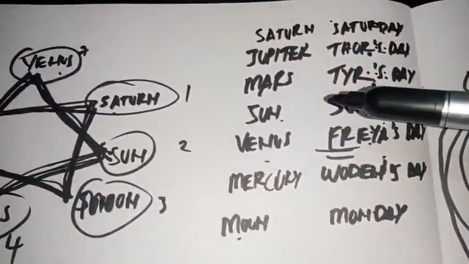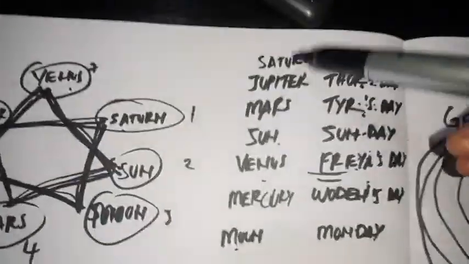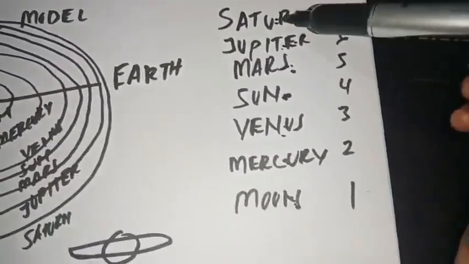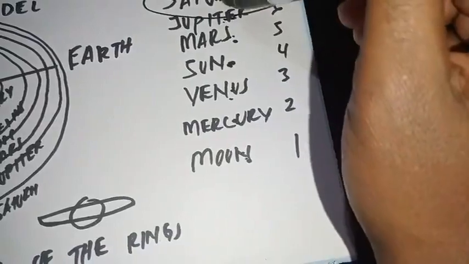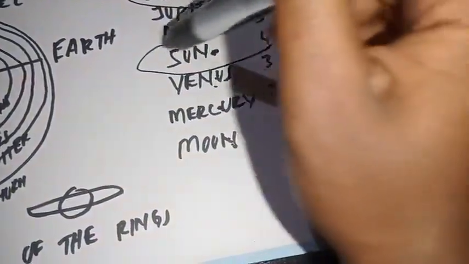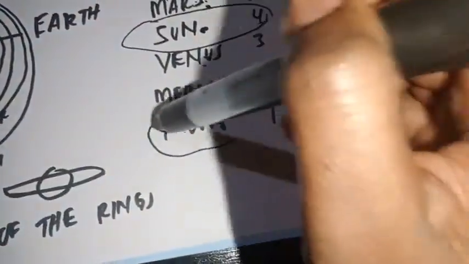So from here, I wanted to show you how we have a trinity. There is a trinity in all mythology. There is always a trinity, and this trinity is also done by skipping four. From Saturn, you skip four. So Saturn is the first, is the father. You skip four: 1, 2, 3, 4. This is the next one, the Sun, in the middle. And then 1, 2, 3, 4, and then you get the moon.